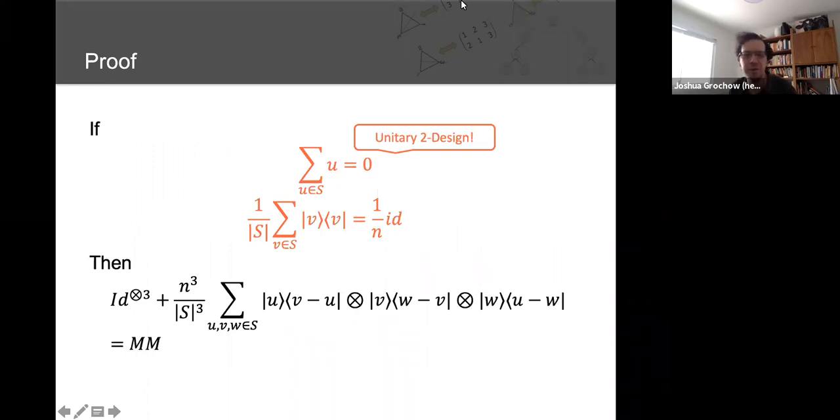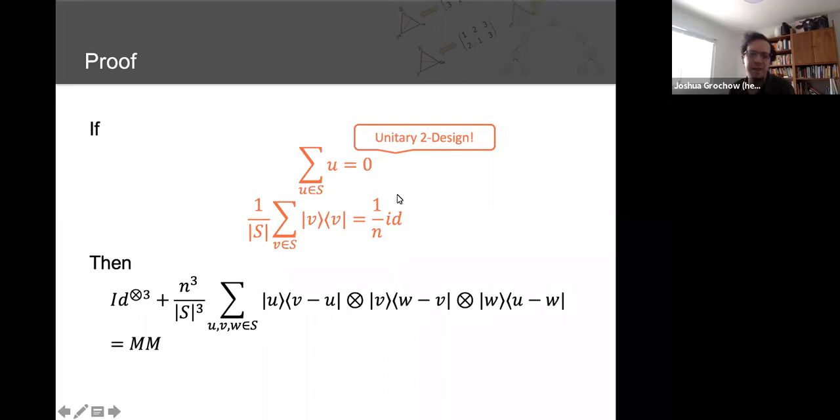And these 2 properties are a well-studied thing. A set with these 2 properties is what's called a unitary 2 design. The reason for that is that these 2 properties are equivalent to saying I have a finite set of vectors with the property that if I take polynomials up to degree 2 and I integrate any of those polynomials over my set of vectors, it's the same as if I integrated that polynomial over the appropriate unitary group.